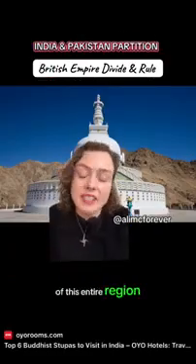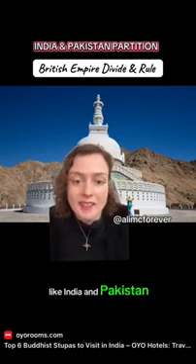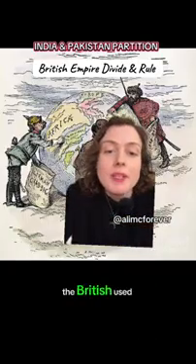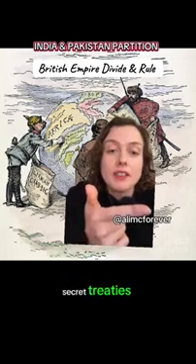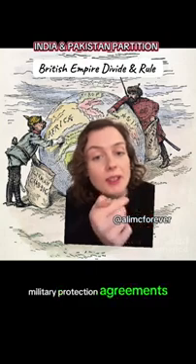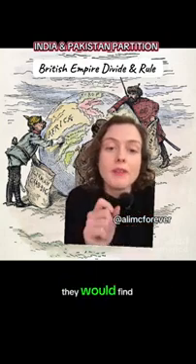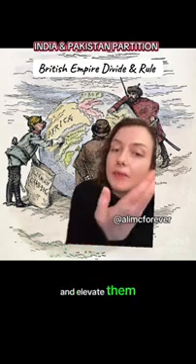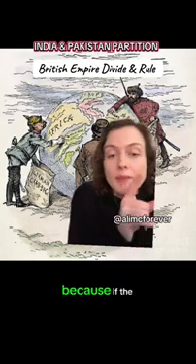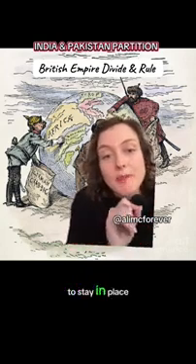This is an entire subcontinent. It does a disservice to the culture of this entire region to lump it into homogenous labels like India and Pakistan. So how did they do it? The British used a combination of backroom deals, secret treaties, military protection agreements, and funding rebels or rivals. They would find small indigenous groups and elevate them, make them dependent on you. Because if the minority rules, they need British guns to stay in place.